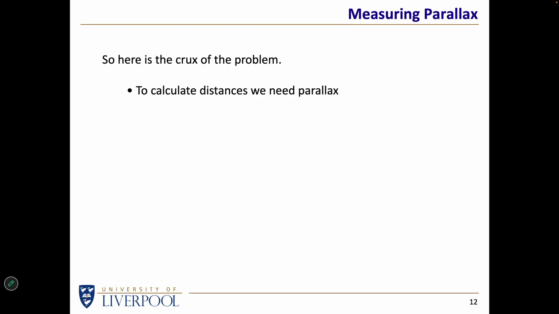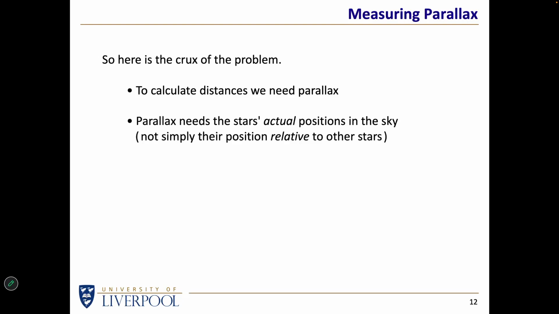To calculate distances, absolutely we need parallax, but parallax needs to know where the star actually is, not where the star appears to be relative to a few stars behind it, which are also moving. So you need an absolute frame of reference, not simply mapping out where the stars are relative to each other. That's not good enough. Third problem, the stars themselves are moving. Everything in the Milky Way galaxy is in motion. Some things are moving fast, some things are moving slow, but nothing is actually static. So we have 3 problems. We need parallax. Parallax needs actual positions, and the stars themselves are moving.